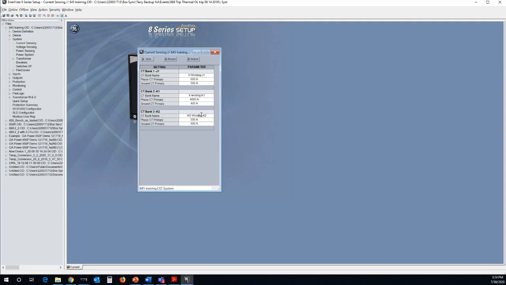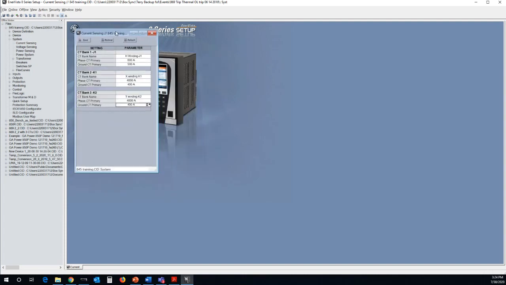So this must be my Y winding. So I'm going to rename that as Y winding. I don't have to rename these windings, but it just makes it easier for me in just a moment. So again, that one's 4,000 to 5. So the primary is 4,000. The ground CT was 400. So I'm going to set that primary as 400. Okay, let's just leave that sitting there.